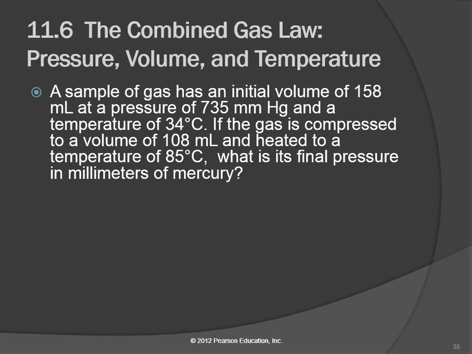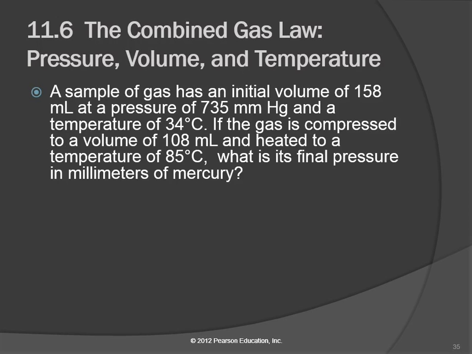So we're going to do problems with this combined gas law in the same way. We're going to read the question, make a table, and write down numbers. A sample of gas has an initial volume of 158 milliliters at a pressure of 735 millimeters of mercury and a temperature of 34 degrees Celsius. If the gas is compressed to a volume of 108 milliliters and heated to a temperature of 85 degrees Celsius, what is its final pressure in millimeters of mercury?